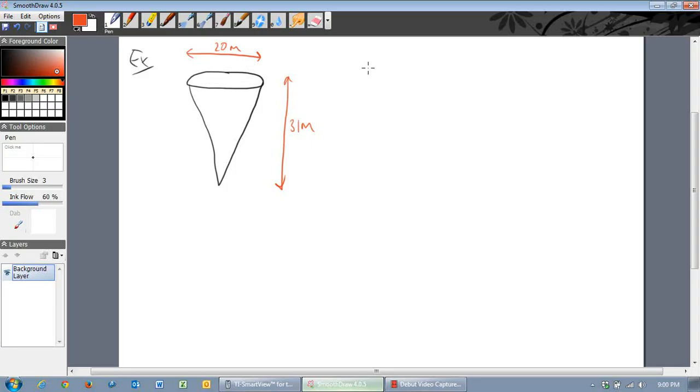Okay, so now let's write down the formula. The formula for the volume of a cone is 1/3 area of the base times its height. Do we know the height? Yep, height's equal to 31. Do we know the area of the base? Well, we can figure it out. We know the radius is equal to 10, and so we can figure that. So that's 1/3 of the area of the base, which is pi r squared, times h.